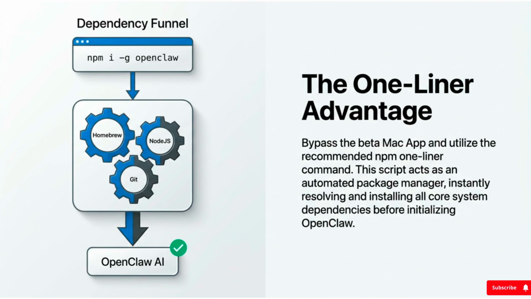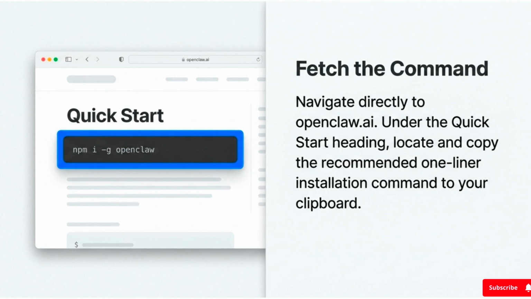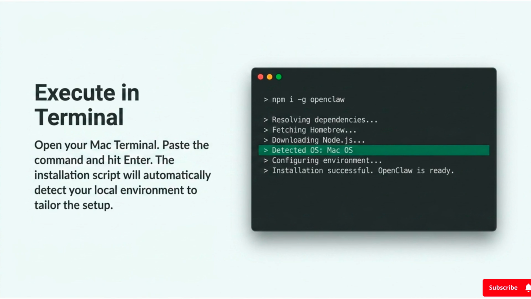This method acts as an automated package manager, instantly resolving and installing all core system dependencies like Homebrew, NodeJS, and Git before initializing OpenClaw. To get started, navigate to openclaw.ai. Under the Quick Start heading, locate and copy the recommended one-liner installation command to your clipboard. Open your Mac terminal, paste the command you copied, and hit Enter.